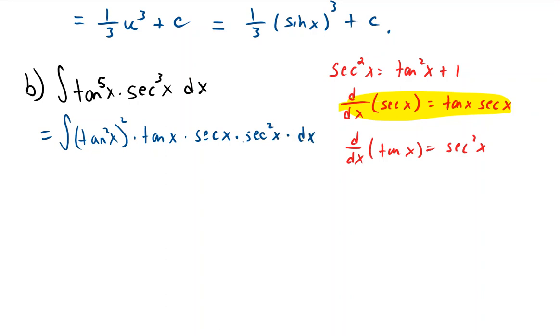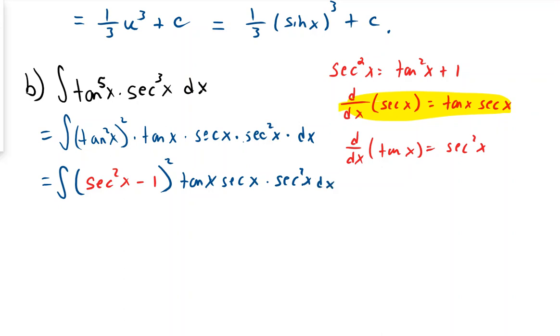Alright, nice. It's looking real good. Now, what I want to do at this point in time is use this tangent squared of x, which has a really nice substitution. Tangent squared of x is really secant squared of x minus 1, and that's squared. And now we're left with tangent of x, secant of x, multiplied by secant squared of x dx.